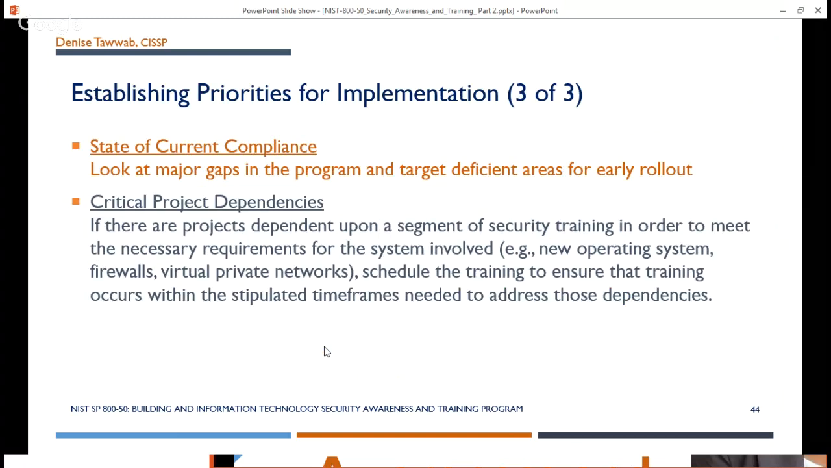Look at any major gaps in the program and target deficient areas for early rollout. And again, for critical project dependencies, if there are projects that are depending on a segment of security training in order to meet requirements for the systems involved, then you want to go ahead and schedule the training to ensure that the training occurs within the stipulated timeframes needed to address those dependencies.